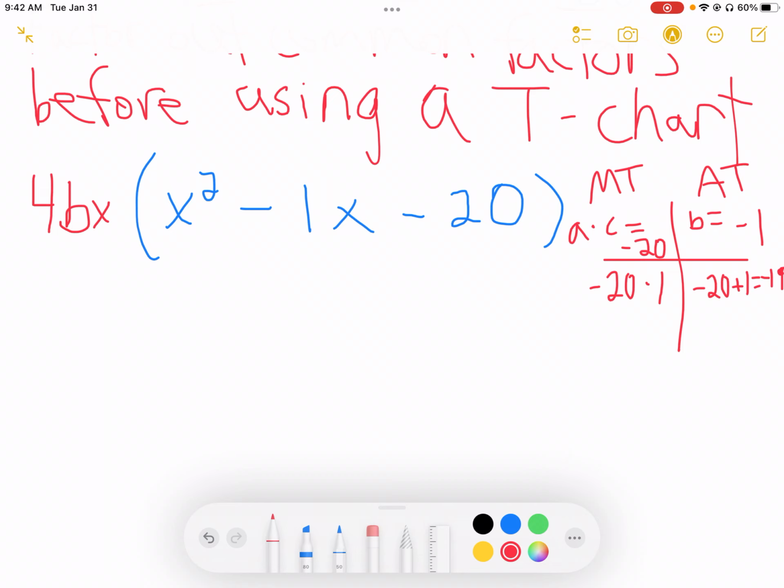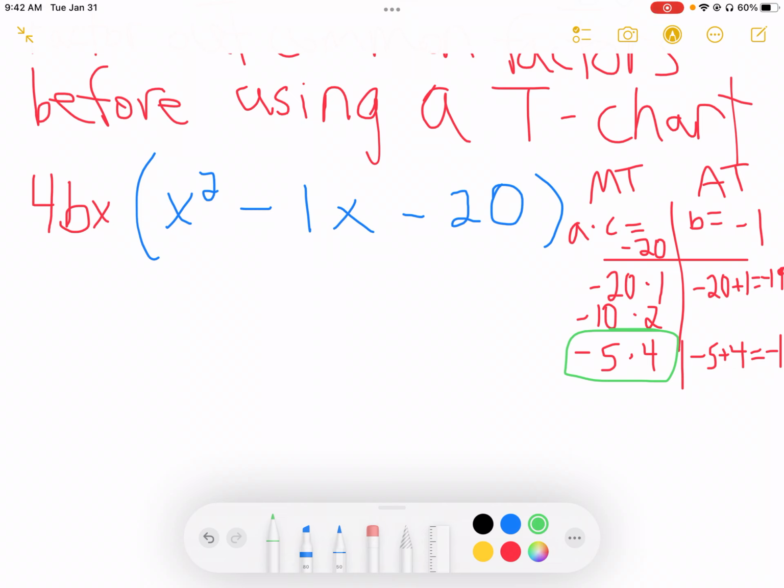And then I can pick some other ones. I could pick minus 10 and 2, but that doesn't work out to be minus 1. So I jumped to this other one. If I have minus 5 and positive 4, that works out to multiply to minus 20. And if I do minus 5 plus 4, I also end up at minus 1. So that's great because now I have what I need: minus 5 and positive 4 there.